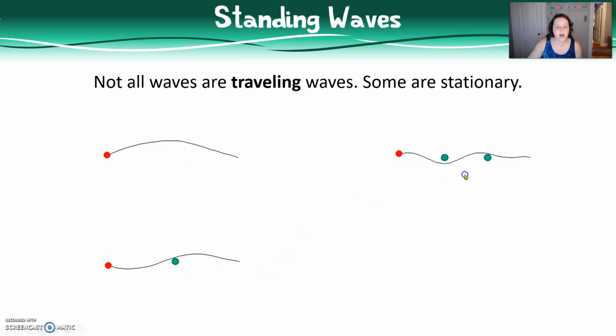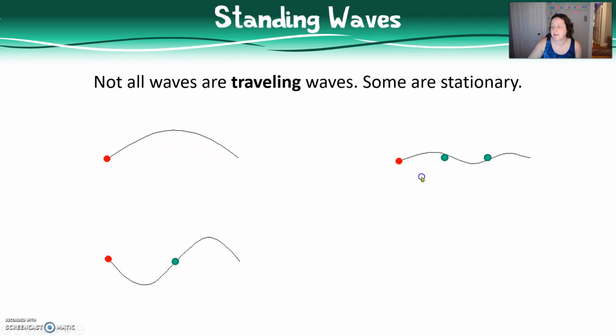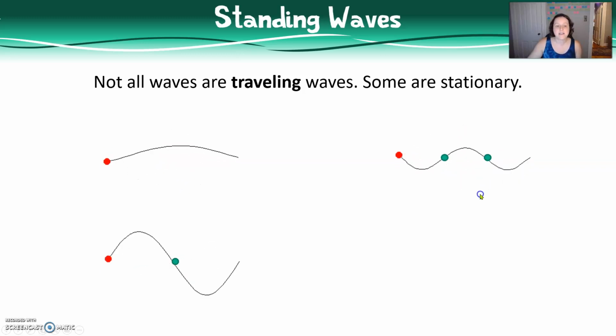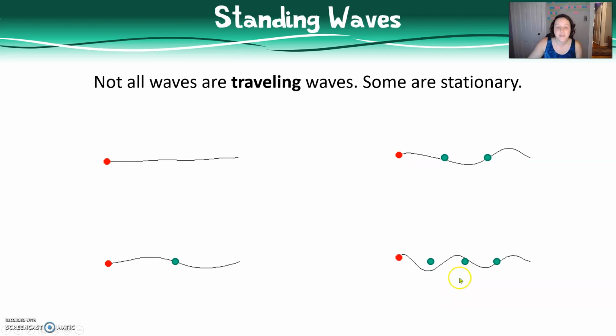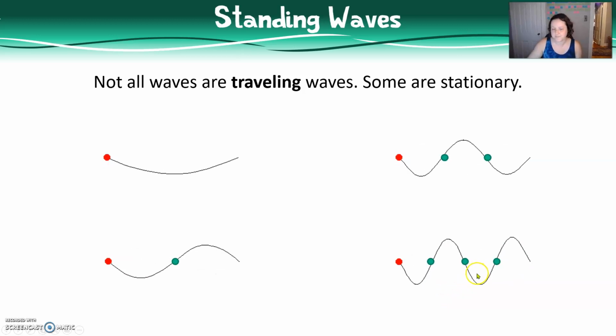So for the next stable oscillation, we add another oscillating segment and now have 2 nodes. And then for the next stable oscillation, we add another oscillating segment, giving 3 nodes.